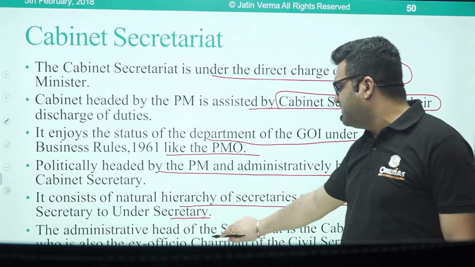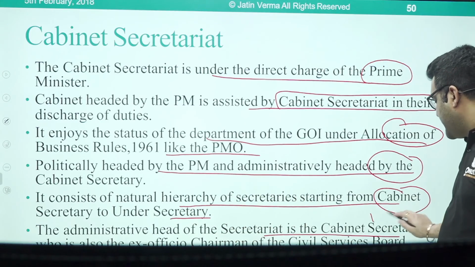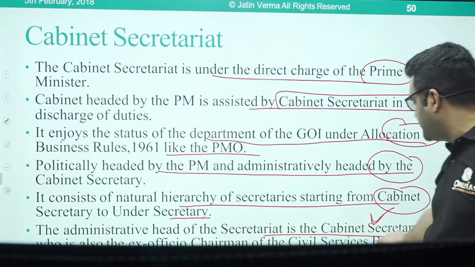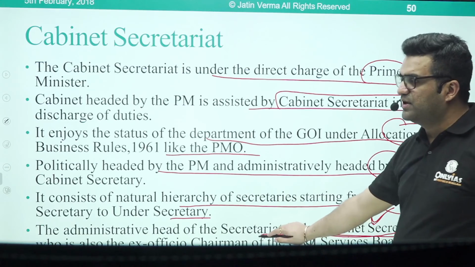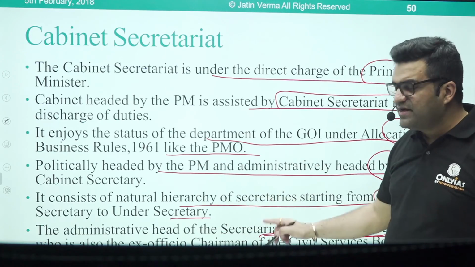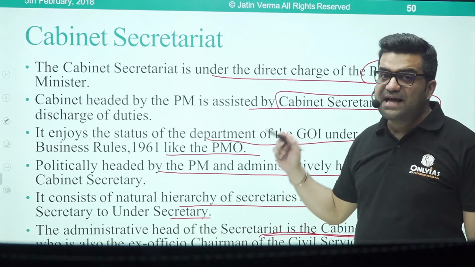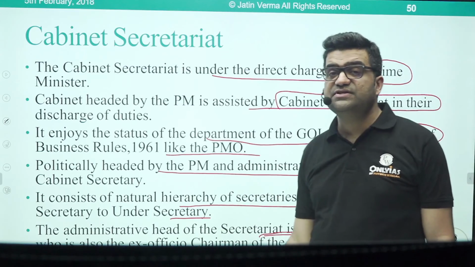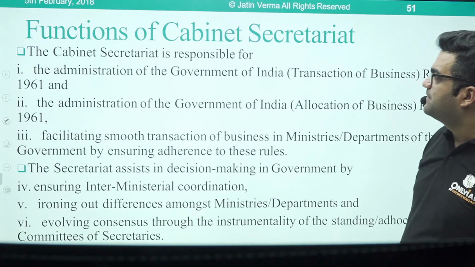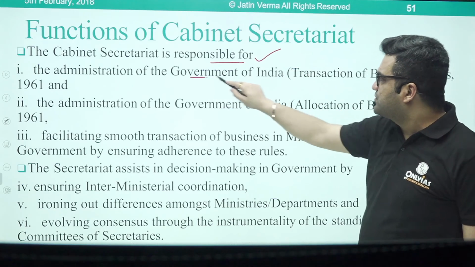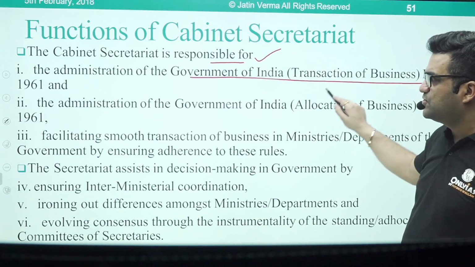The administrative head of the secretariat, the cabinet secretary, is also the ex officio chairperson of the Civil Services Board. Please remember the question with which we started this lecture. So the administrative head of the secretariat, that is the cabinet secretary, is the ex officio chairperson of the Civil Services Board, not the Prime Minister.